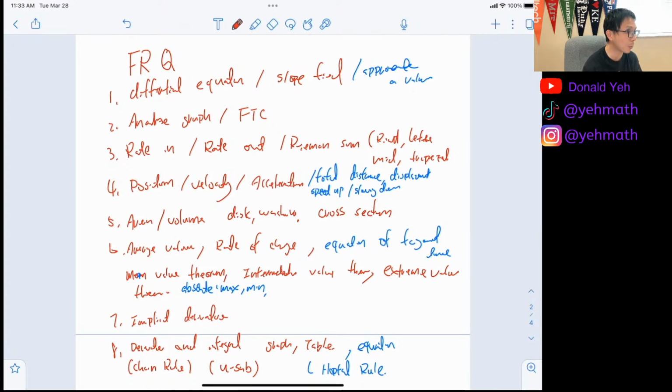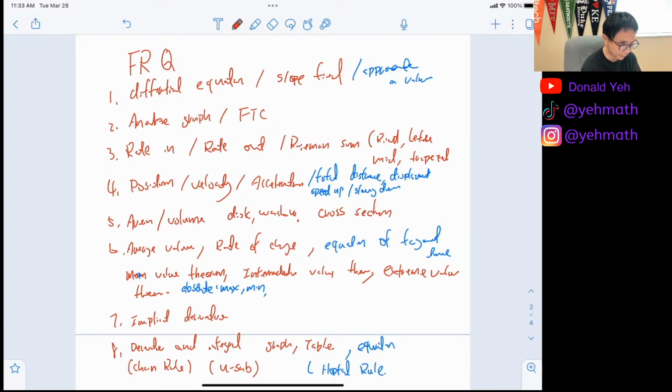Approximate a value, like you want to approximate using the equation of the tangent line, and you have to worry about over or under approximation, so we're going to talk about those things. Analyzing the graph, FTC. Third question is rate in and rate out, which is what we're going to do today. Sometimes you have to do a Riemann sum. Riemann sum has right, left, midpoints, and trapezoid. You have to know all 4. Number 4, position, velocity, and acceleration. Total distance, total displacement, speeding up, slowing down, furthest left, furthest right. All those are included.